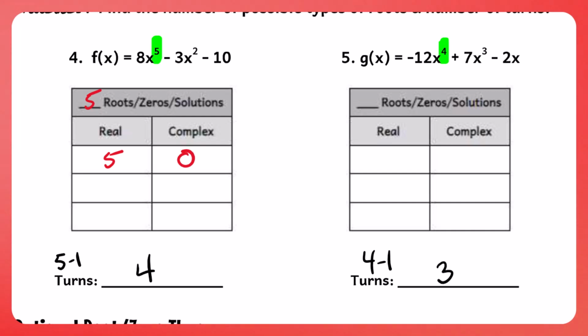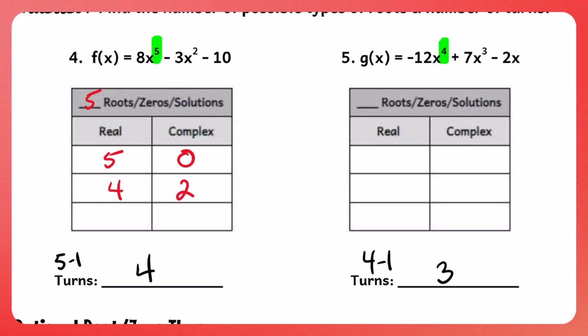I can't just go right down to 4, because remember, complex numbers come in pairs. So for complex, I would have to have a pair, and the smallest pair number is 2, and 4 plus 2 does not add up to my degree, which is 5. So I can't have 4 real solutions.